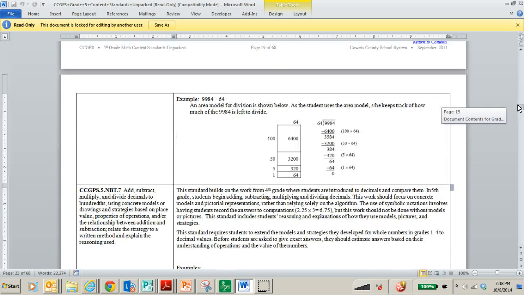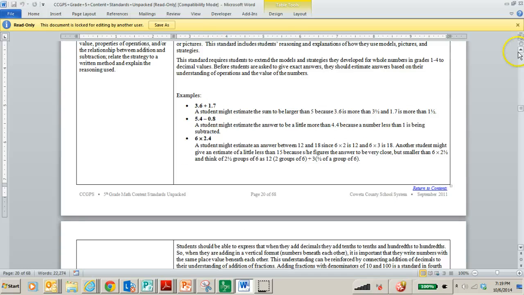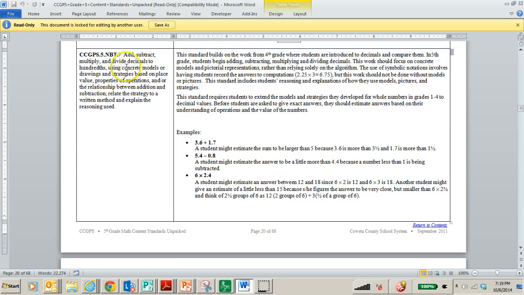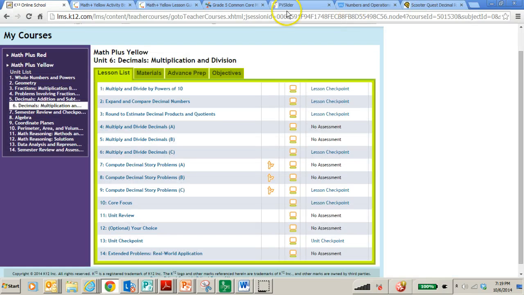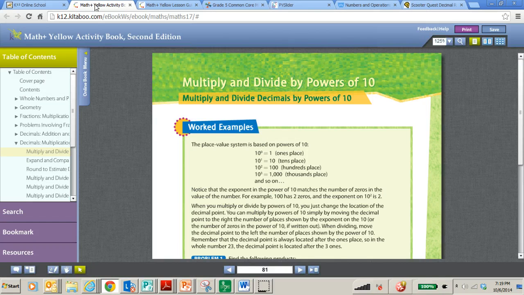You can always search for the standards by searching the standard number, which is 5.NBT.7, to learn a little bit more about this and to find different strategies to implement on your own as a learning coach. So let's head on over to the student activity book. Remember, if you want to go straight to this unit, you can simply go to the online book menu on the side and open it up to decimal multiplication, and then when you click that down arrow, the very first lesson, which is on multiply and divide by powers of 10, will pop up.